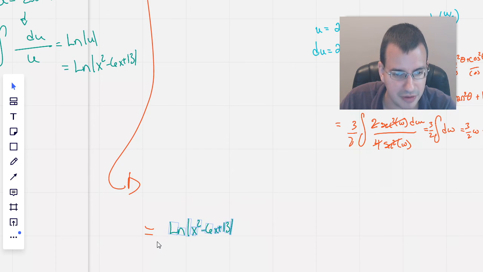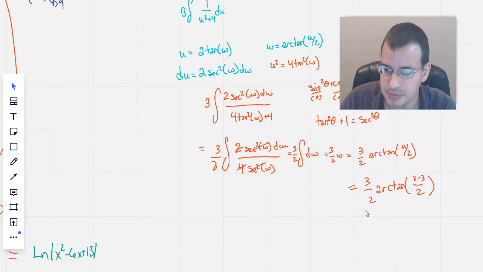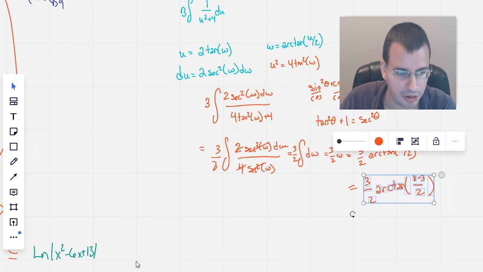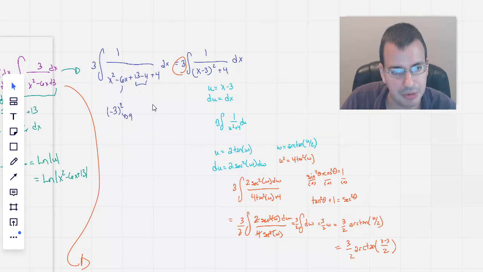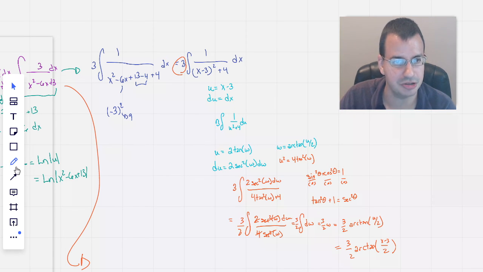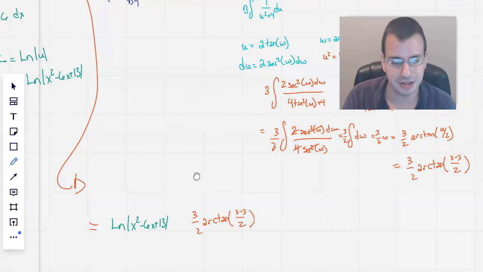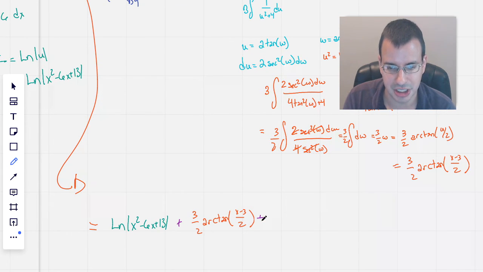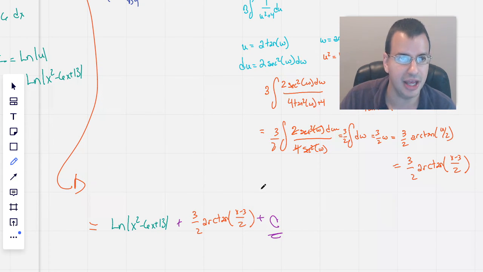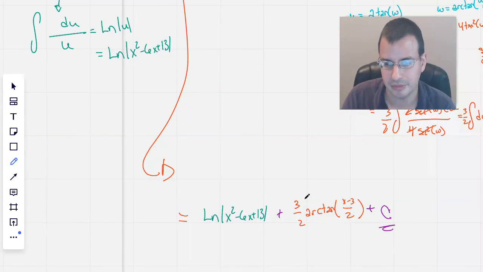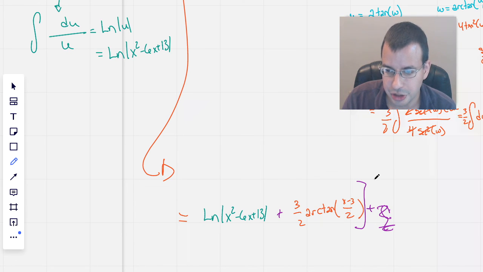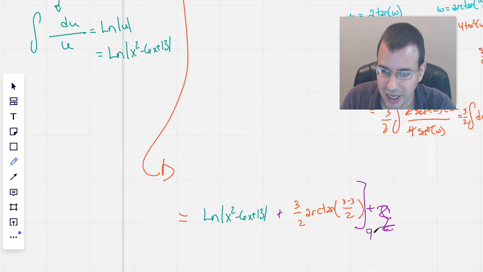So we have natural log of x squared plus 6x plus 13. And then we're going to add to that 3 halves arctangent, but I kind of dropped the 3 there. No, did I leave the 3? Nope, I kept the 3, so I don't have to put on an extra 3. Just the bookkeeping of that kind of stuff is challenging sometimes. And then we're going to add on a c, unless it actually wanted us to, nope, it wants us to solve from 4 to 9.